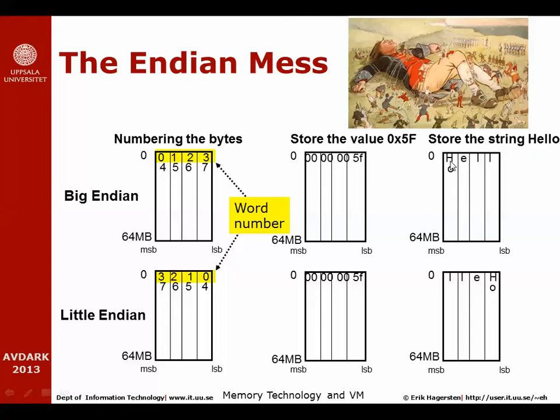However, if you store a string, so for example the string hello, then the H will end up in the most significant part of the word in the big endian world, because that's where byte 0 is, while in the little endian world the H would end up in the least significant byte. So when you have byte addressable applications, you really have to be aware of what's going on, and more importantly, when you port code between different architectures with different endianness, then you really have to understand what's going on.